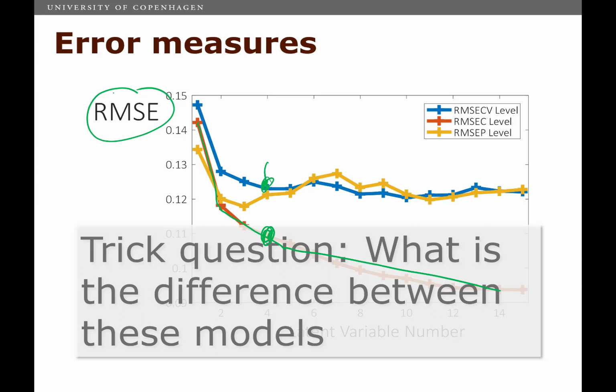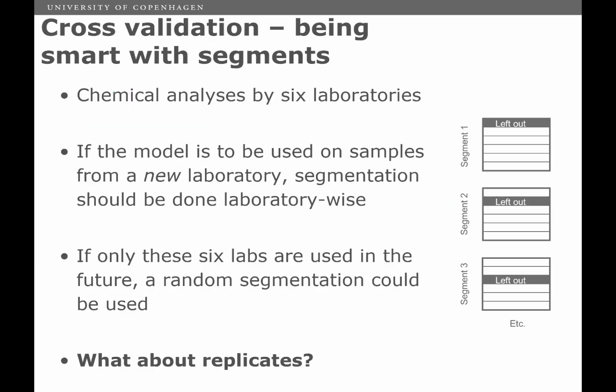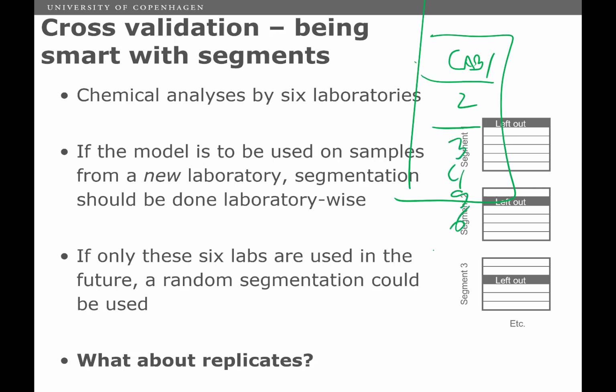Okay. I want to talk a little bit about how you can use cross-validation for testing specific things. And I have an example. Let's say that we have measured some samples. Let's say we have 100 samples and they're measured in 6 different laboratories. So now I would like to use my data to build a calibration model, and I would like to show that it works on any laboratory, not just these 6. So if I have my data from lab 1, 2, 3, 4, 5, 6.